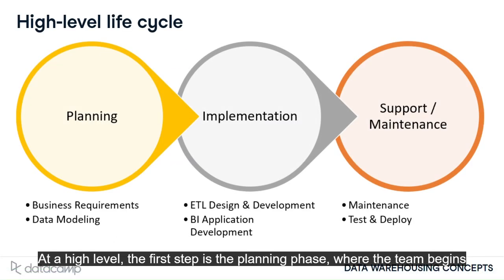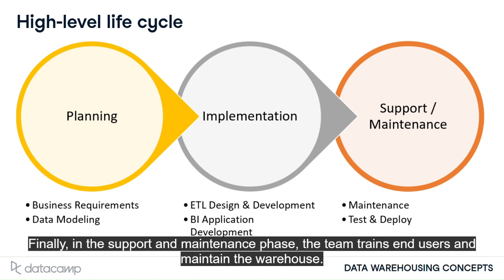At a high level, the first step is the planning phase, where the team begins to plan how to design the data warehouse to satisfy the organization's needs. Next is the implementation phase, where the team builds the data warehouse. Finally, in the support and maintenance phase, the team trains end users and maintains the data warehouse.